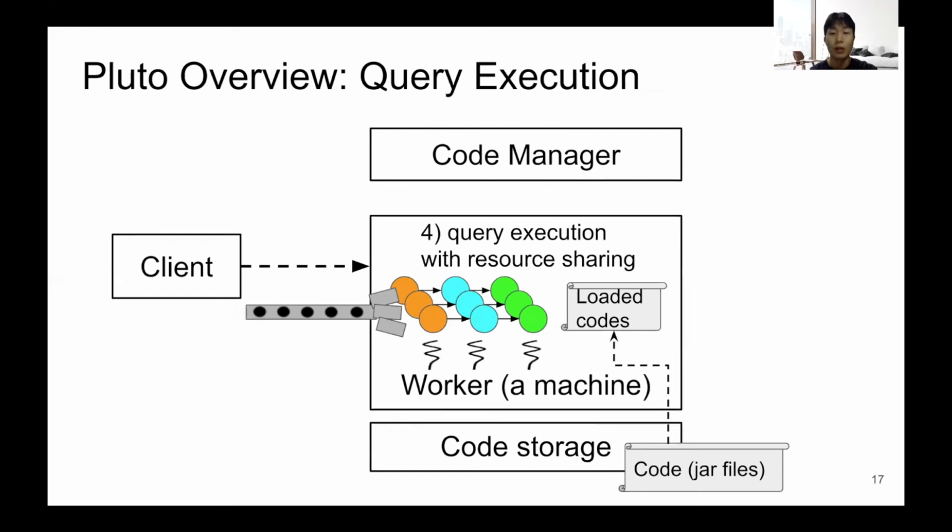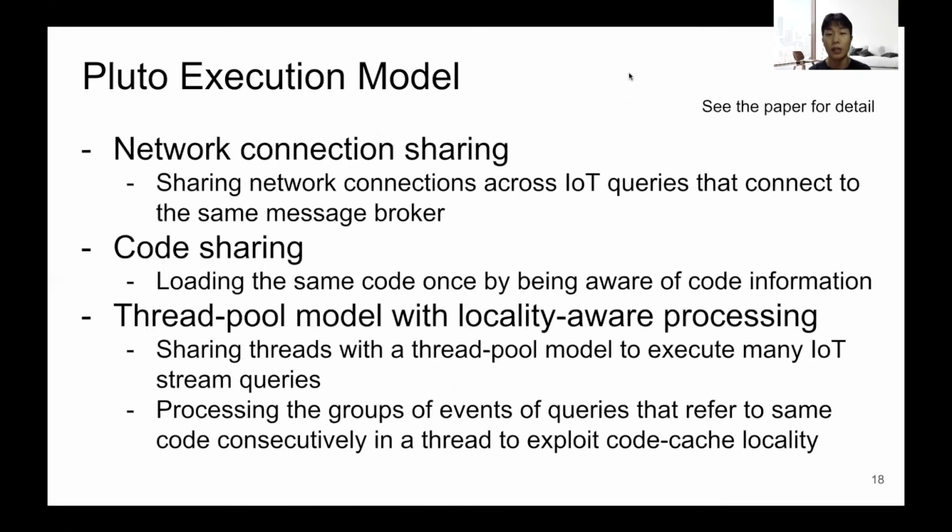In the execution layer, Pluto efficiently executes many IoT stream queries by sharing system resources as much as possible. In detail, we apply various optimization techniques. First, Pluto shares network connections across queries that connect to the same message broker. As each IoT data stream has a low input rate, multiple IoT data streams can be managed by the same message broker. Pluto exploits these characteristics to share network connections across queries.